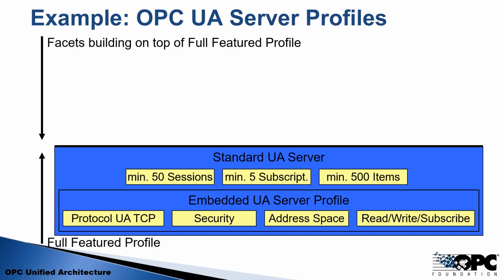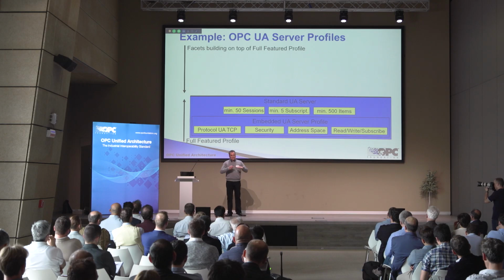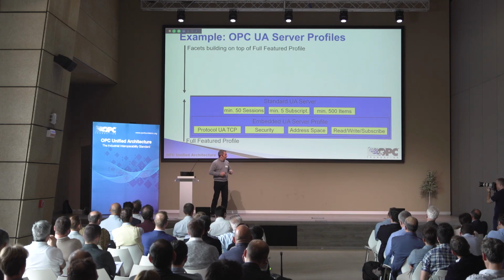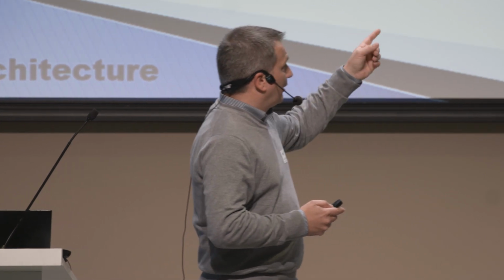we can add a facet for a large-scale server that is able to run a minimum of 50 sessions. In each session, it can have 5 subscriptions and a minimum of 500 items, which are spread over the subscriptions. So this now makes a bigger server. It's not an embedded UA server anymore, it's a standard UA server. This is a profile we would expect a UA server running on a PC-based platform should be able to manage.